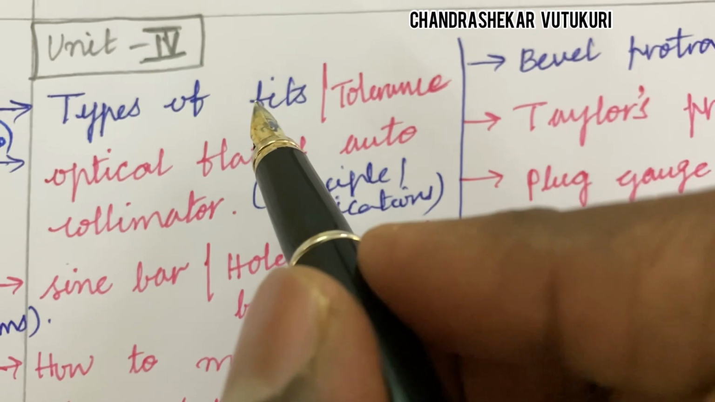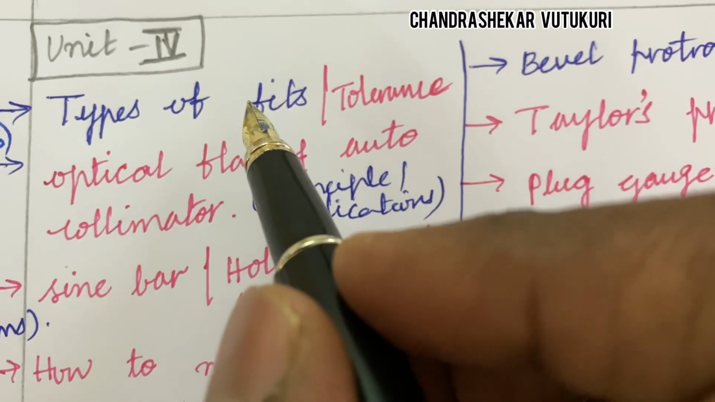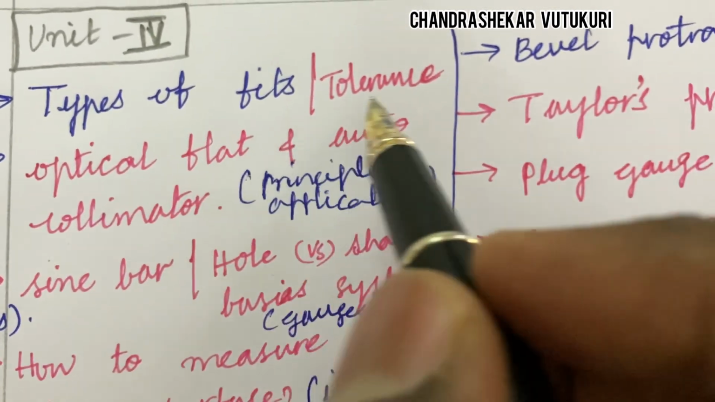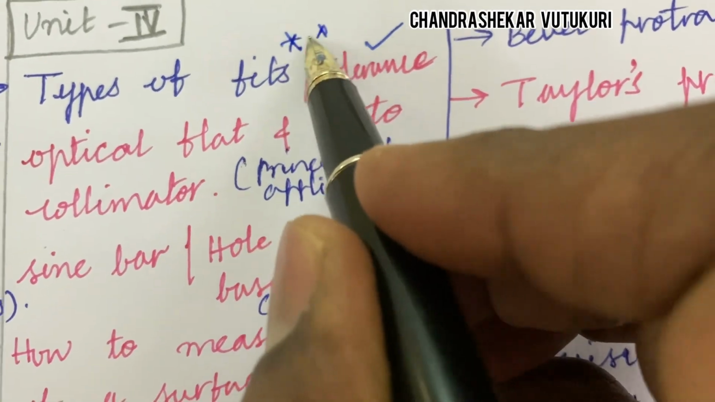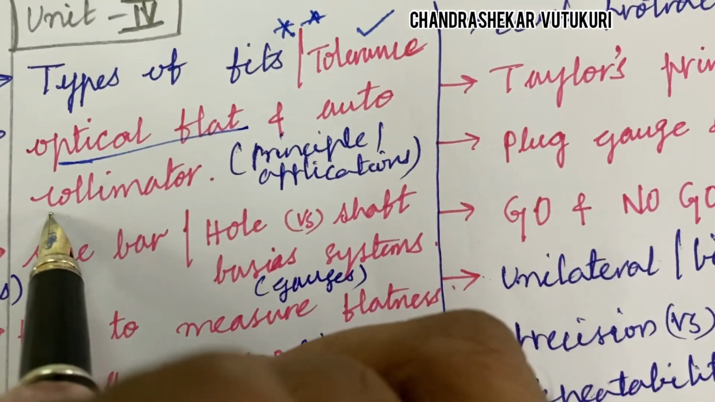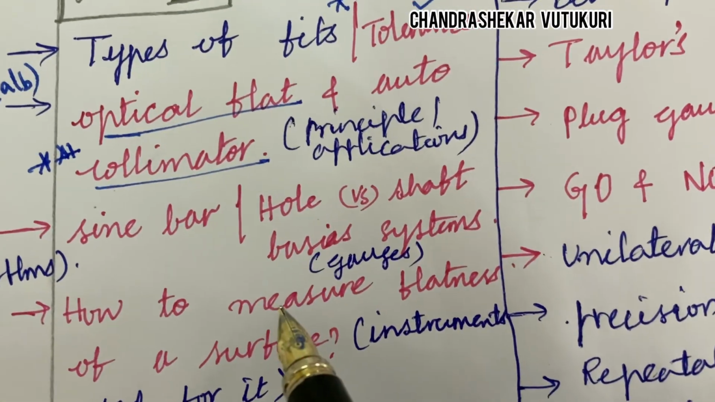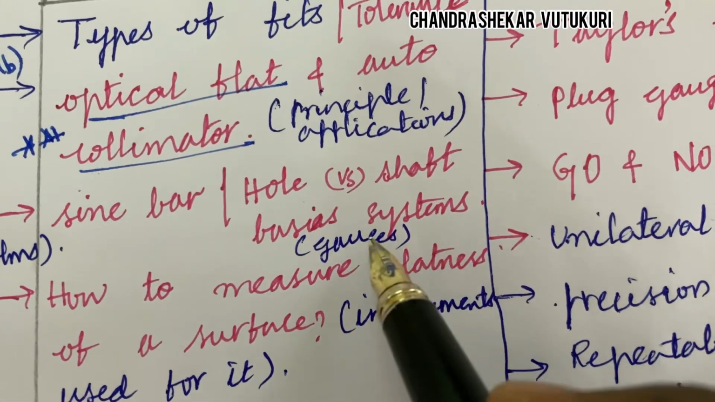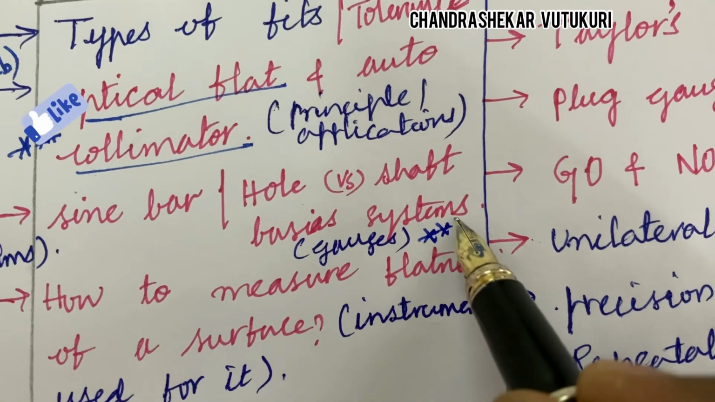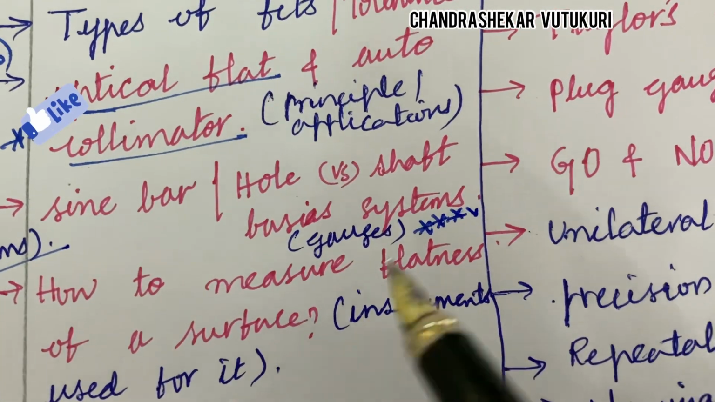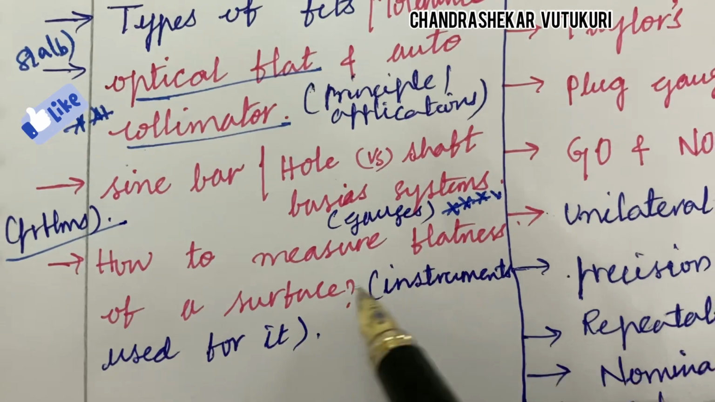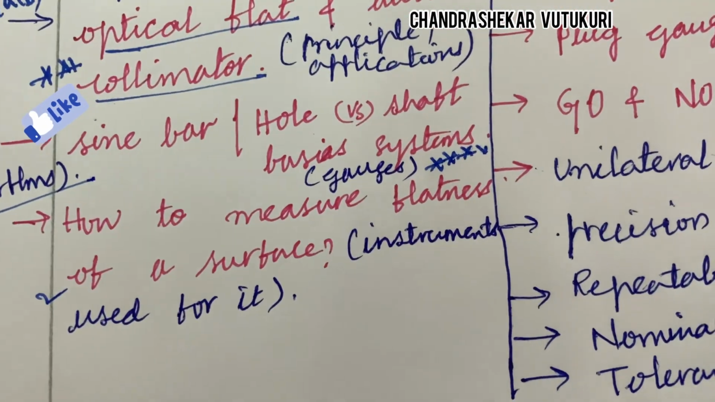Now I am going to let you know Unit 4. It is related to metrology. Types of fits and the tolerances is said to be a short question. Optical flat and autocollimator is said to be a gunshot question, that may be 8A. Sine bar, hole versus shaft basis system, and the hole shaft gauges is also said to be very important along with the problems. How to measure flatness of a surface is a 2-mark question, and the instruments used for it.